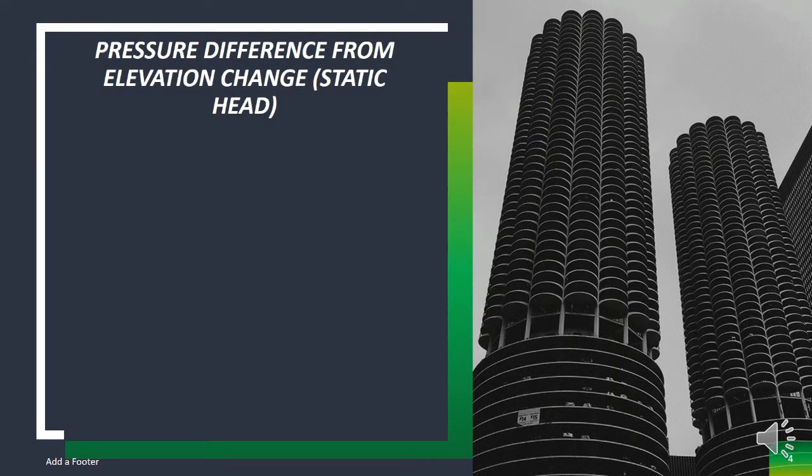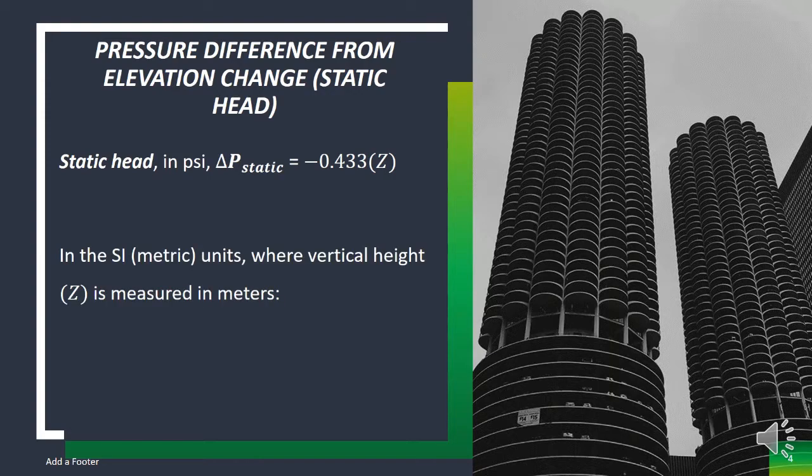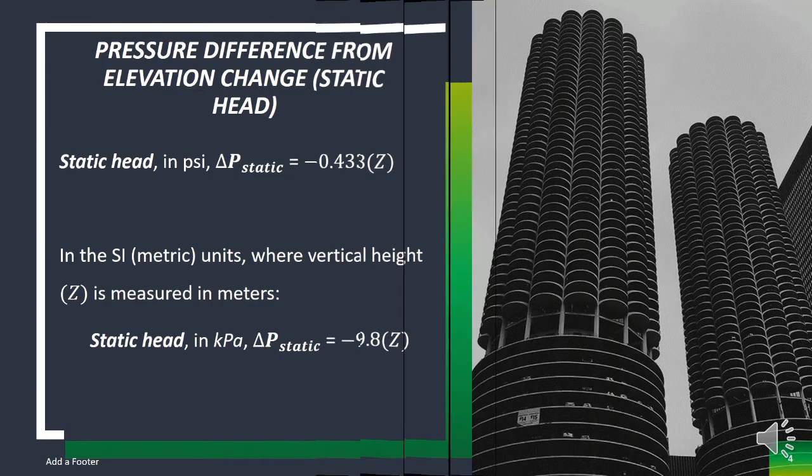Static head in psi, delta P static, is equal to negative 0.433 times the vertical height. In the SI metric units, where vertical height z is measured in meters, in kilopascal, delta P static is equal to negative 9.8 times the vertical height.